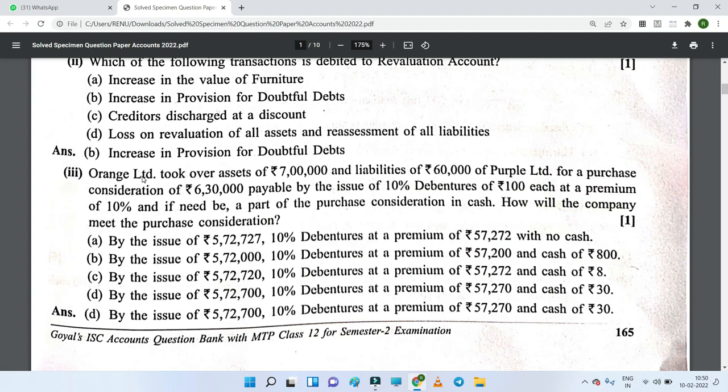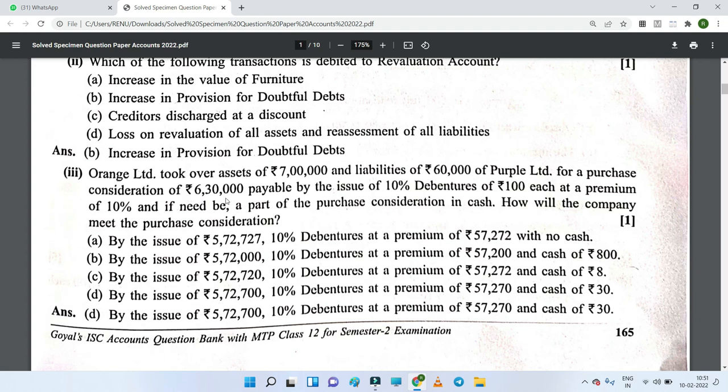Next, we have Orange Limited took over assets of 7 lakh and liabilities of 60,000 of Purple Limited for the purchase consideration of 6,30,000. So the company needs to pay 6,30,000 by issuing 10% debentures of ₹100. But they were issued at a premium of 10%, that is 10 rupees. So the value of a debenture will be 110 because it is issued at premium.